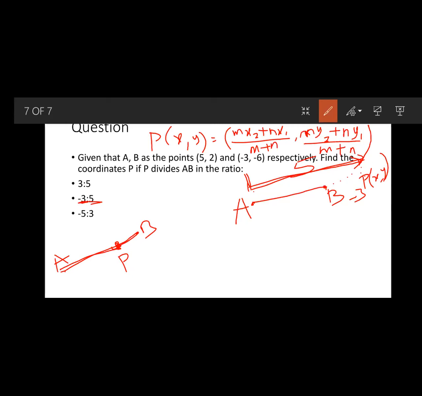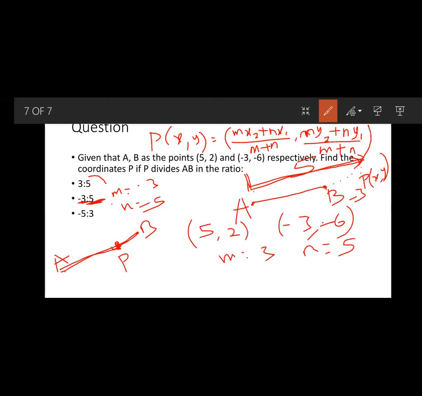So if you want to apply this formula, in this case for the second one, you just put your m as what? Minus 3, and you put your n as 5. So it's still the same formula you are going to use. So in this case now, we have point 5 comma 2 and then point minus 3 comma minus 6. And then we are talking about ratio. Our m is equal to 3 and our n is equal to 5.